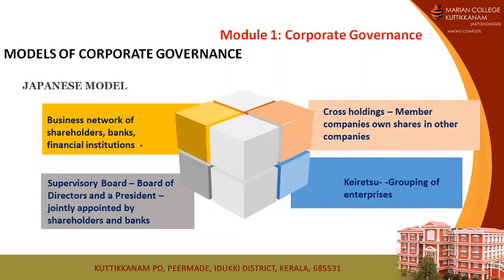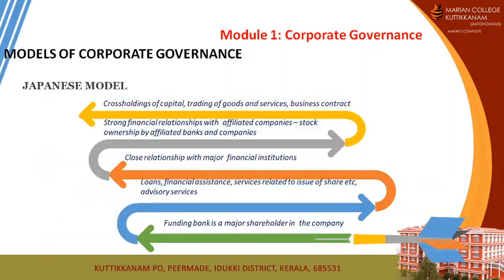And this consists of a supervisory board, a board of directors, and a president, and they are jointly appointed by shareholders and banks. The Japanese model is characterized by the cross-holdings of capital, trading of goods and services, and business contracts. And in the case of Keiretsu, that means the group of enterprises, it helps the companies to maintain a strong financial relationship with affiliated companies.